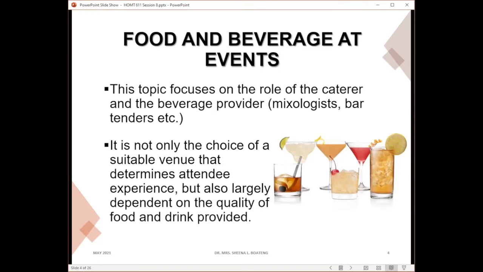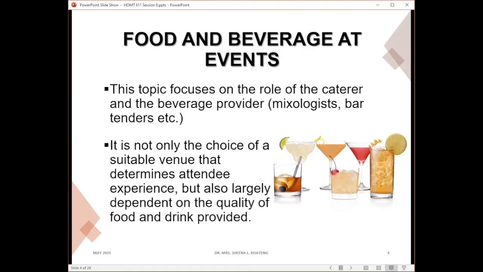So when we talk about food and beverage at events, we are looking at those who are responsible for providing the food, who in this case are caterers, and those who are responsible for providing the beverages. Now, in our context, we find that very often the one who provides the food, being the caterer, also provides the beverages, isn't it? Yes. Good. But in recent times, the trend has moved towards, in some instances, a separation of duty, where the caterer is separate from the one who provides the beverages or the drinks. So we need to take this into consideration when we are organizing events.